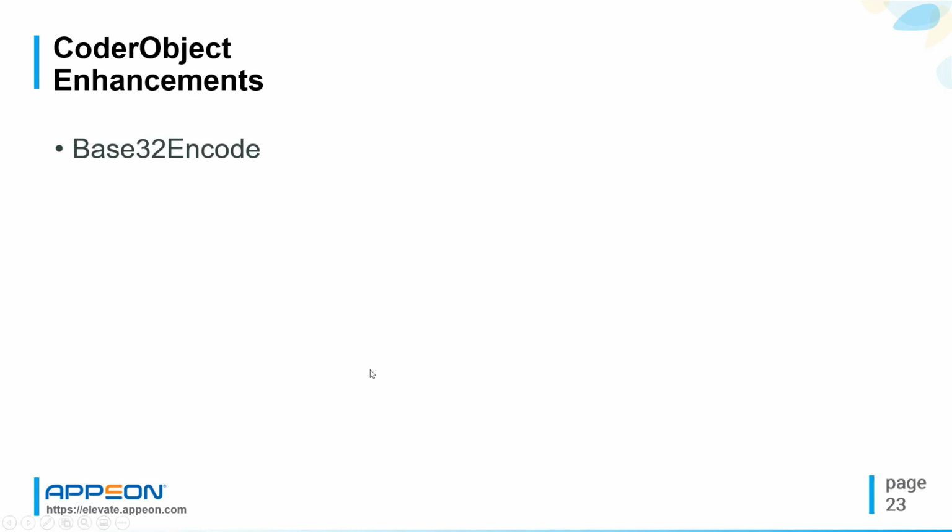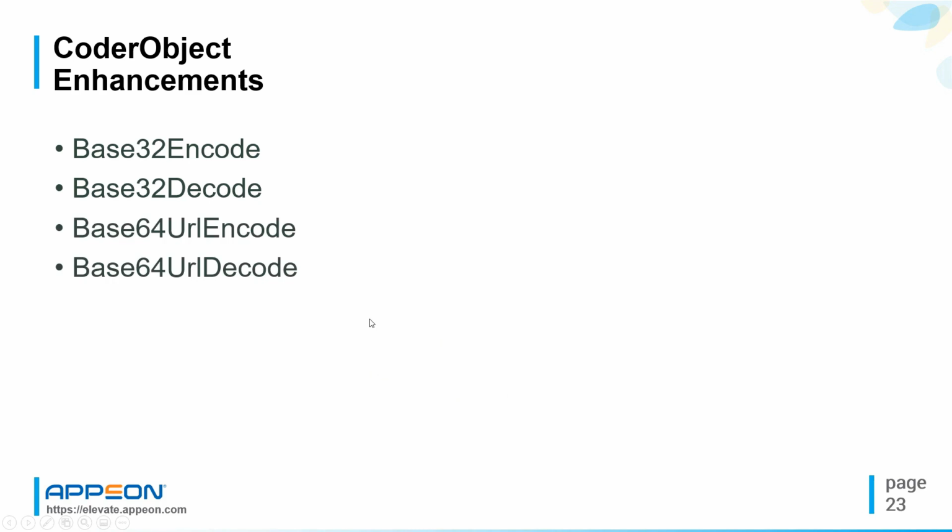Base64 is a really popular way of doing encoding, but there are some algorithms that require base32 encoding. If you're going to do temporary one-time passwords for something with Google Authenticator, which I do have a separate session on, the formal specification for that technology requires base32 encoding, and so now that's natively supported in PowerBuilder, and decoding as well. The other one is base64 URL encoding and decoding.